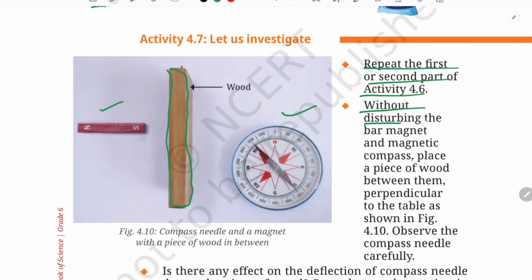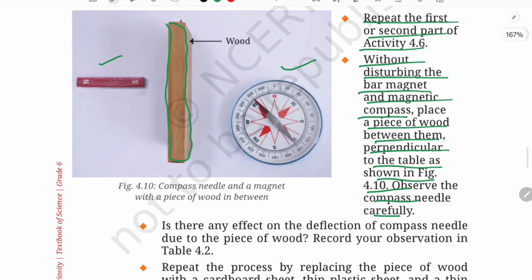Okay, so without disturbing the bar magnet and magnetic compass, place the piece of wood between them perpendicular to the table as shown in figure 4.10. Observe the compass needle carefully. So now just like this, you have to place the wooden bar in between. So first, when you bring the south pole towards the compass needle, what will happen?